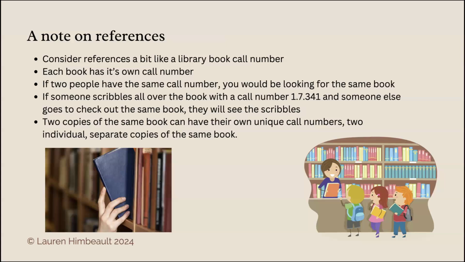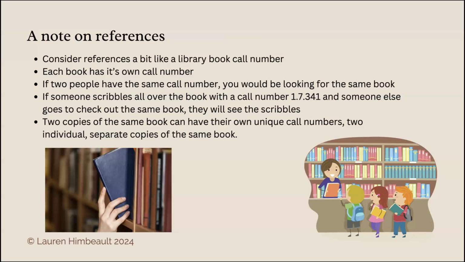Similar here. If somebody checks out a library book and then scribbles in it or tears out pages and takes it back, and then somebody else gets that same call number and goes to take out that library book, they're going to see the same scribbles all over it. So we'll learn more about this, but what we call a shallow copy is two different references pointing to the same physical location. However, there's a different situation here where we could also have two copies of the same book. Like if you actually go and buy, I don't know, a Harry Potter book or something like that, a bookstore probably has 5, 10, 15 copies of the same book.